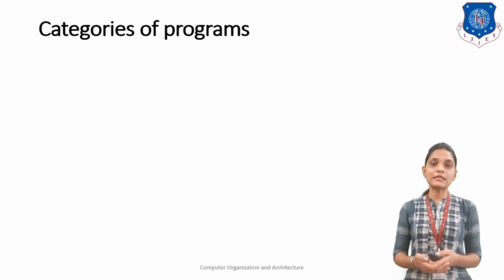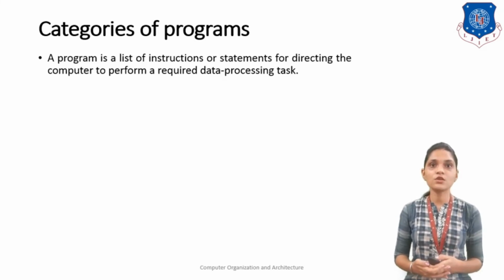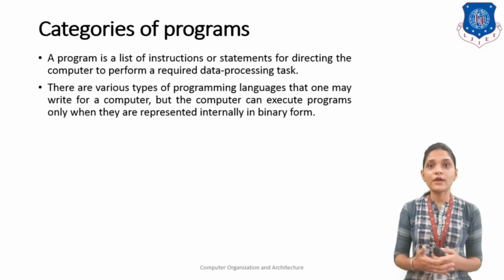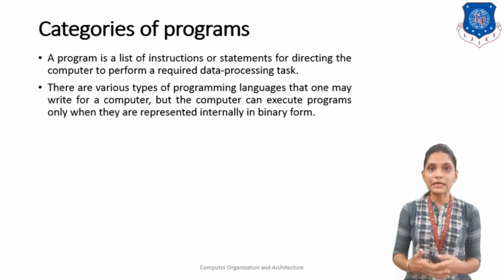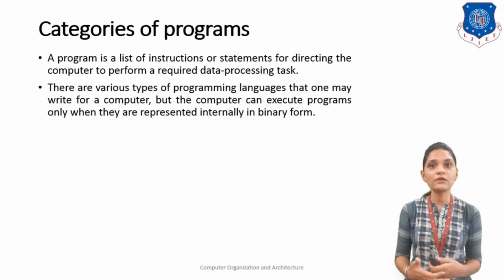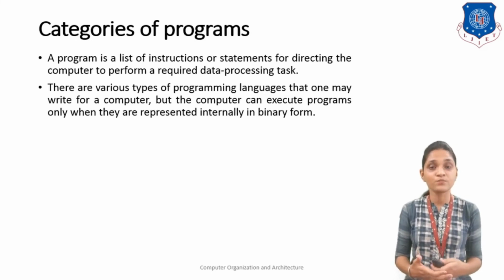Next we will see the categories of the program. A program is a list of instructions or statements for directing the computer to perform the required data processing task. There are various types of programming languages that one may write for the computer, but the computer can execute the program only when it is represented internally in the form of binary. So ultimately any machine will work on binary numbers, or you can say binary data.